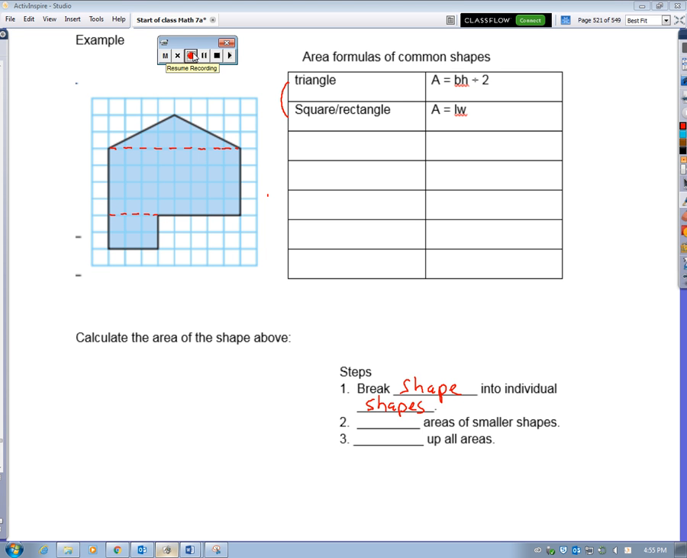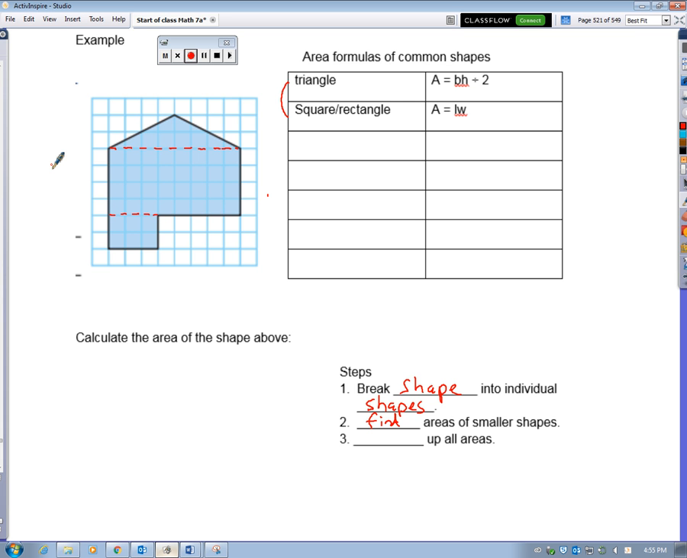So this composite shape is made up of three shapes, two rectangles and a triangle. I did that. Now I'm down to step number 2. I'm going to find the areas of the smaller shapes. I have these three smaller shapes that are making up this bigger one, and I'm going to find the areas of all three of those.